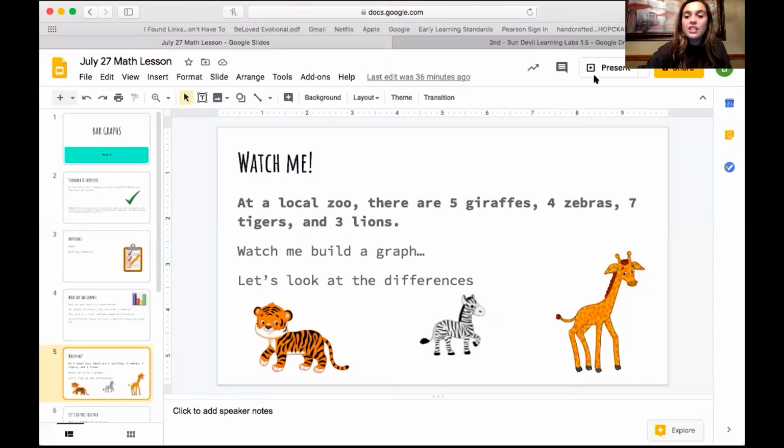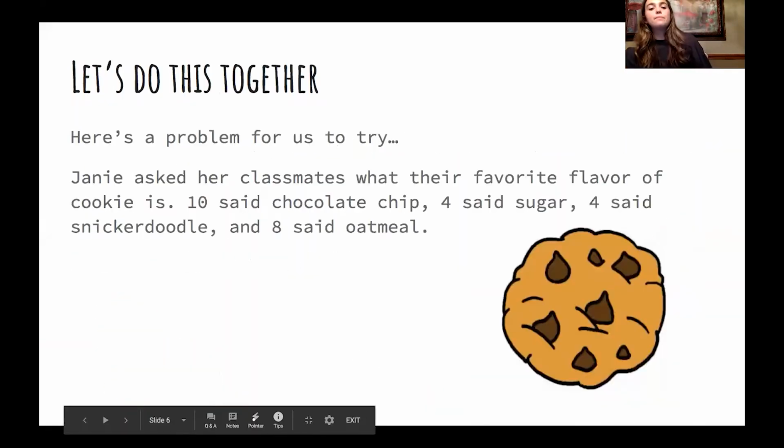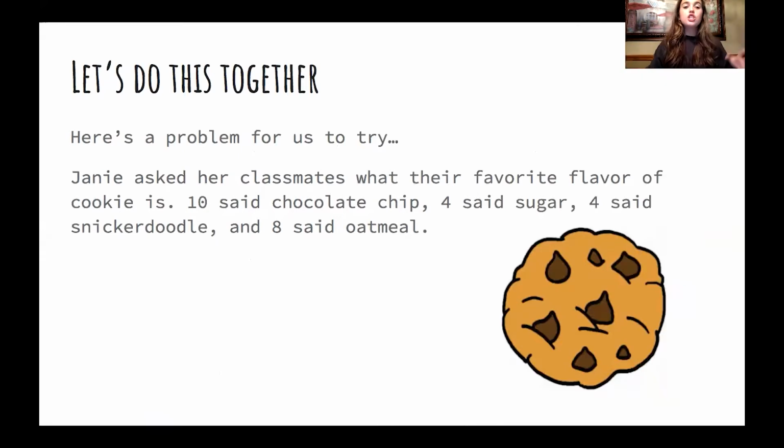Now I would love for you guys to get out a piece of paper of your own and let's do another one together. I'm going to share my screen with you all so we can read this problem and then we will start to build it together. Okay, so here is a problem for us to try. Janie asked her classmates what their favorite flavor of cookie is. 10 said chocolate chip, 4 said sugar, 4 said snickerdoodle, and 8 said oatmeal. Great. So now let's build this chart together.